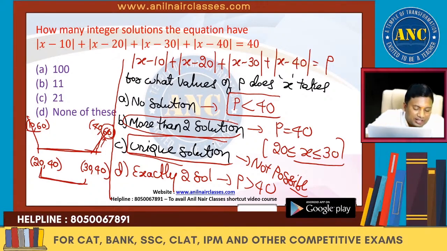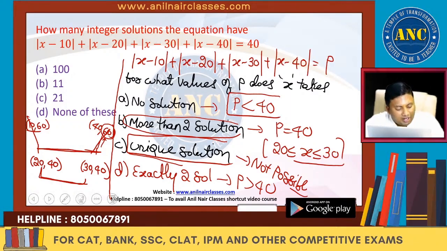For p less than 40, the minimum value is 40, so the case p less than 40 does not come. For p greater than 40, if it is p equal to 60, if you observe, it is when x equals 10 and x equals 40. Exactly 2 solutions. Unique solution, only one value, that is not possible. I hope it is clear. We will do one more question.